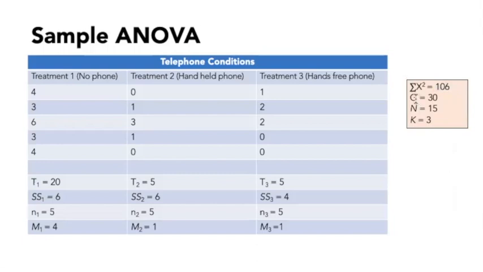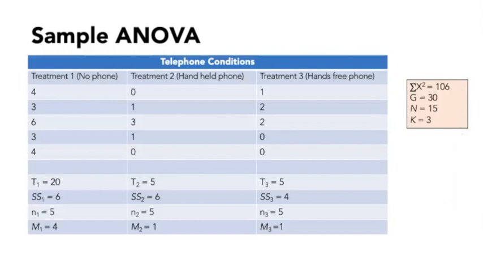And then G, the grand total, is 30. So 4 and 3 is 7. 7 and 6 is 13. So that is 20. Here 5, 5. So that is the grand total of treatment conditions altogether. That's a 30. Capital N, that's the number of cases you have in the entire study. That is 15. And number of treatments, so levels in the factor. Because telephone condition is our factor, it has 3 levels. So K is 3. Okay? I hope these values are all clear to you. Okay, so this is exactly how we go ahead and come up with these.